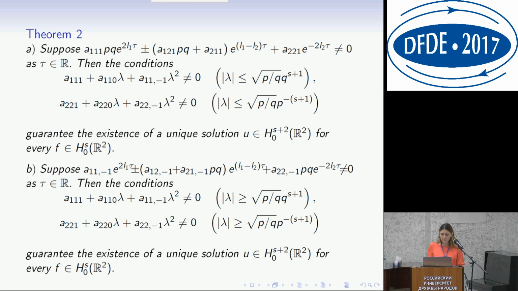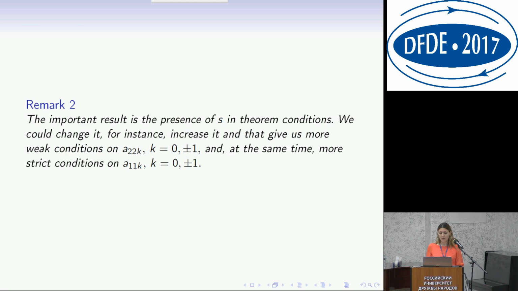Here we can see that our conditions depend on the parameter s of the weight, and by changing s, we could change our conditions. For example, if we increase it, that gives us weaker conditions on one type of coefficients, and at the same time stricter conditions on the others.